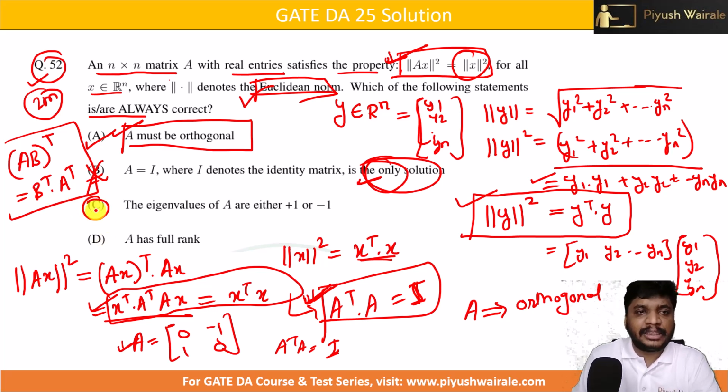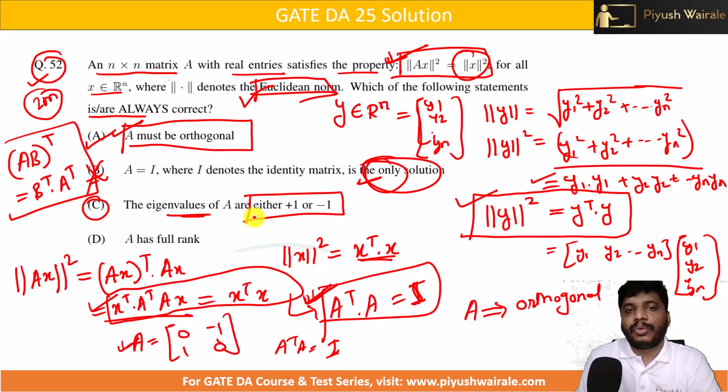What about option C? Eigenvalues of A are either plus or minus 1. Is it true? For which matrix will the eigenvalues be either plus or minus 1? We have discussed the involutory matrix, the nilpotent matrix, and the idempotent matrix. In the case of an involutory matrix, the eigenvalues will be either plus 1 or minus 1 here.